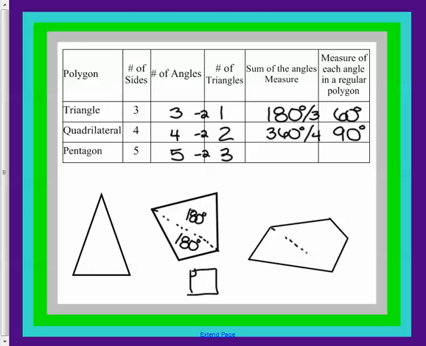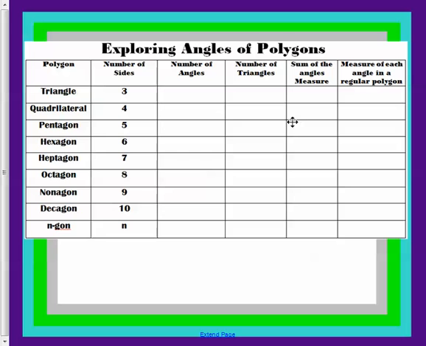Let's make sure. If we start here and we go at a diagonal, this one forms a triangle at 180. This one also forms a triangle here, 180. And this one is also a triangle here, 180. So 180 times 3, we get 540, and because it has 5 angles, we divide that by 5, and we get 108.